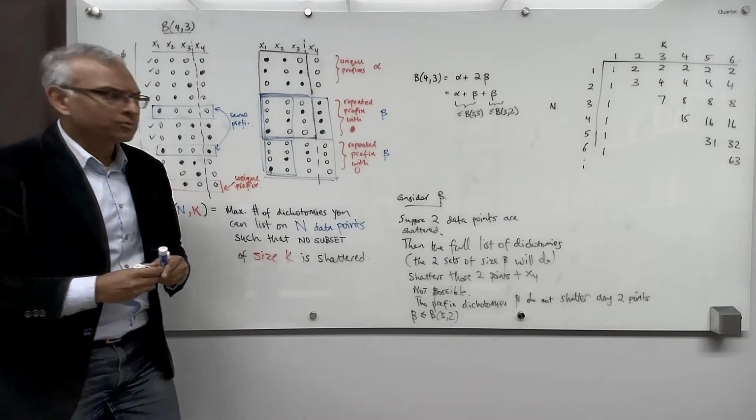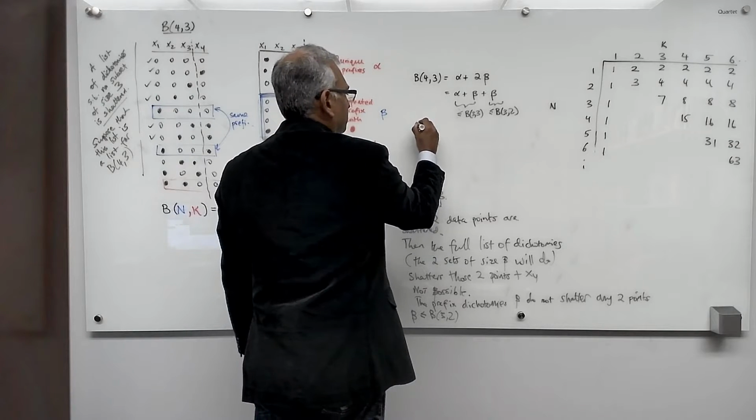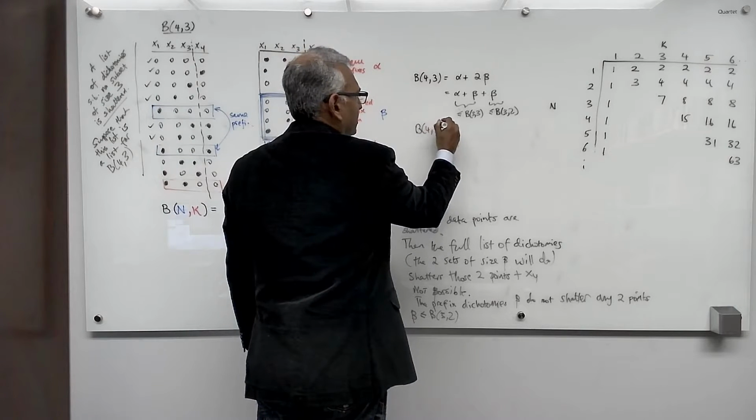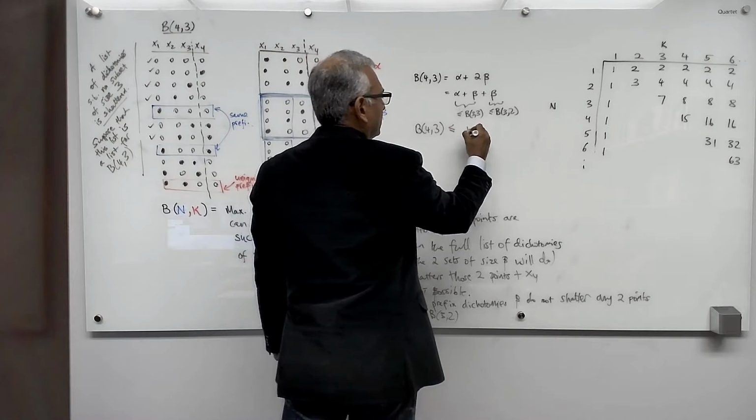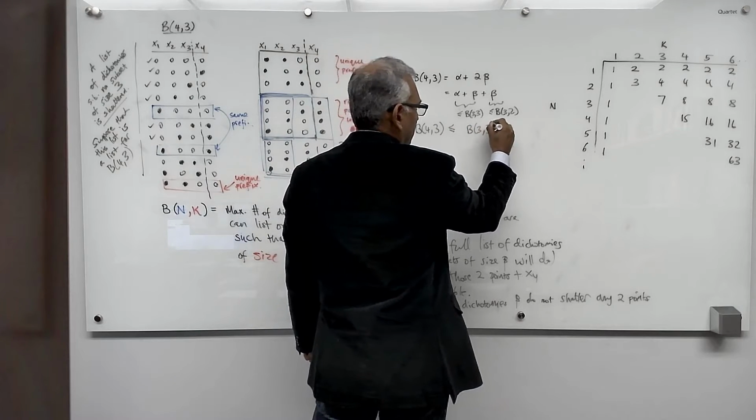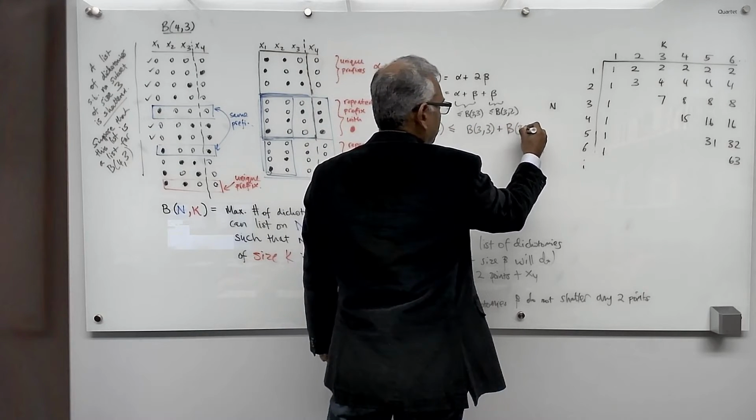So what have we proved? We have proved that B(4,3) is at most B(3,3) plus B(3,2).